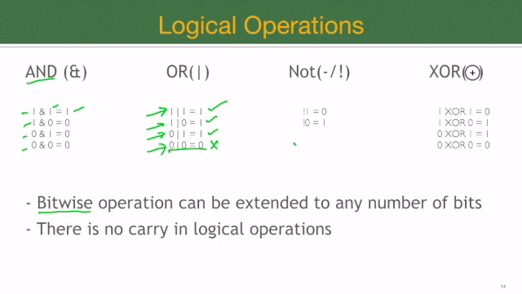NOT operation is very simple. It's a negation operation. If there is a zero value, then its negation will be a one value. If there is a one value, its negation will be a zero value.